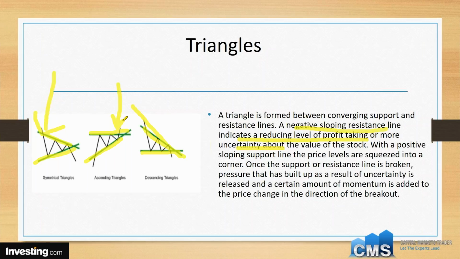At some given point, the pressure is built up and they are going to break out of that triangle. So once the support or resistance line is broken, the pressure that has built up as a result of the uncertainty is released and a certain amount of momentum is added to the price change in the direction of the breakout. So none of these tell you that the breakout is going to be up or down. You don't know where that breakout is going to be until it actually occurs.